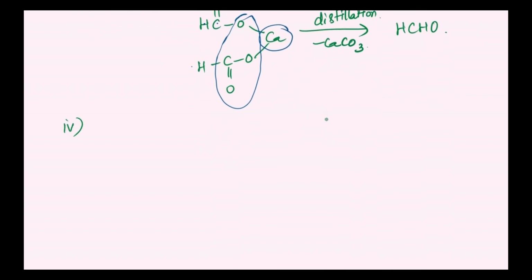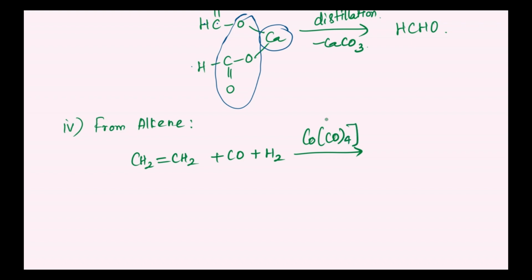Okay, the fourth preparation is from alkene. Let's say the simplest alkene, I would take ethene with carbon monoxide and H2 in the presence of a complex, that is cobalt carbonyl complex, which will produce CH3CH2CHO. You can see that whatever alkene I took, the product has 1 carbon extra. So that kind of aldehyde is forming.